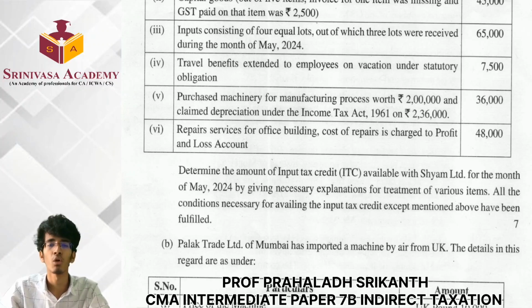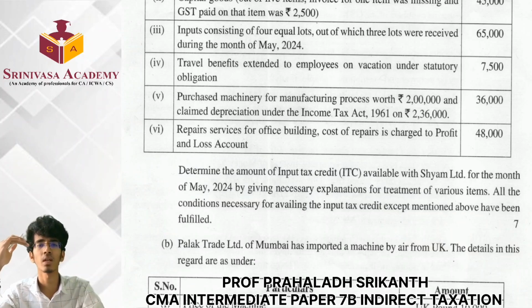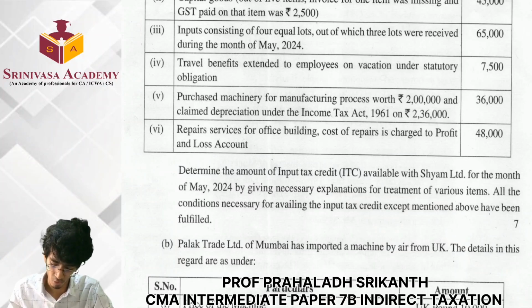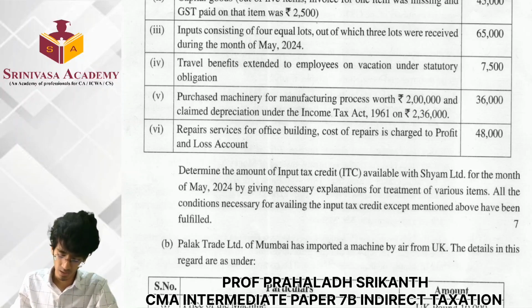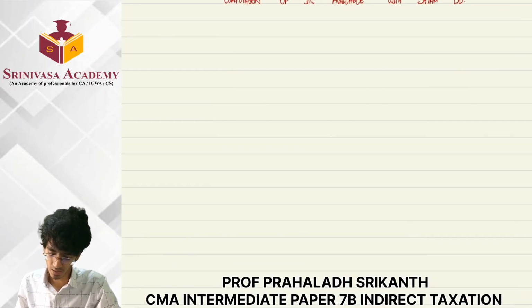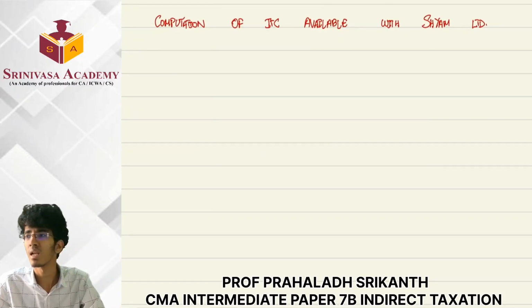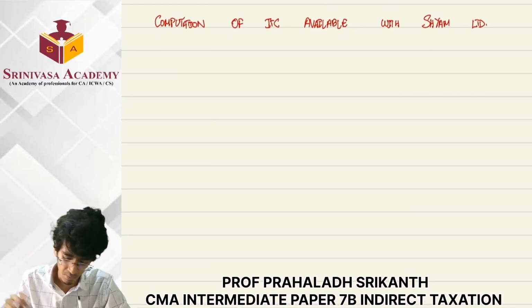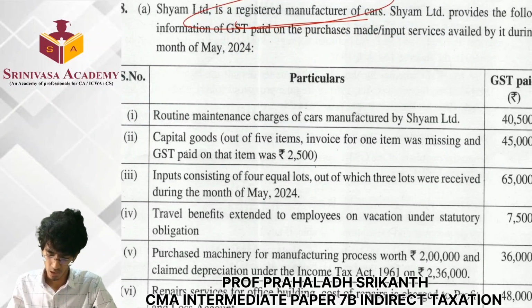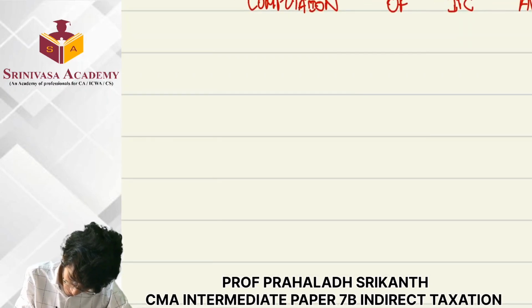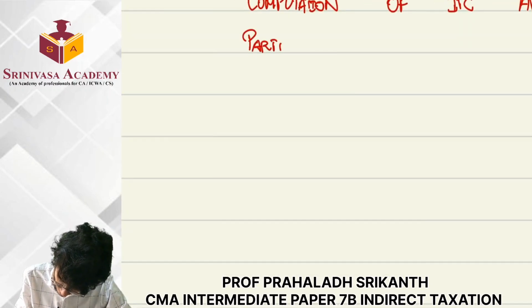So first, always what I say is, whenever we are starting with any particular sum, any chapter, any subject, you will always start a sum with a heading. In the same way, here also we are going to start the sum with a heading. So what will your heading be? It will be Computation of input tax credit available with Shyam Limited. This will be our heading. Then they have given all these particulars, which we will start with as well. So first we'll start with particulars.